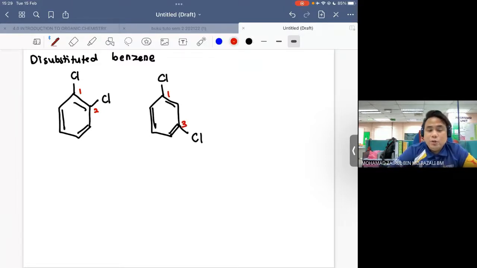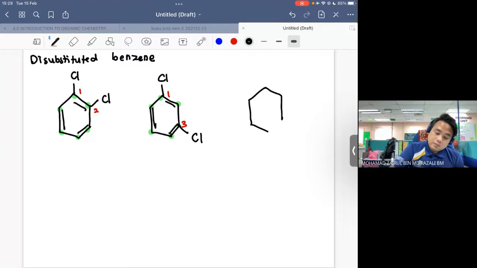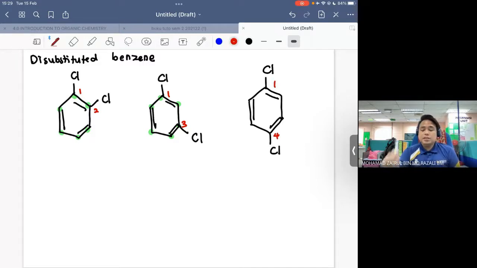Dia dah berubah tempat, tapi parent kita masih sama. Parent tu is 1, 2, 3, 4, 5, 6. Dan kalau awak tengok bonding dekat parent tu pun tak berubah. So saya boleh change position lagi. Kalau saya change position lagi, yang carbon number 1 tu saya stay kan. Yang ni dia pergi dekat carbon number 4. So relationship ni pun dia adalah positional isomer. Sebab apa? Sebab parent tu awak maintainkan tapi awak ubah position of the substituent.